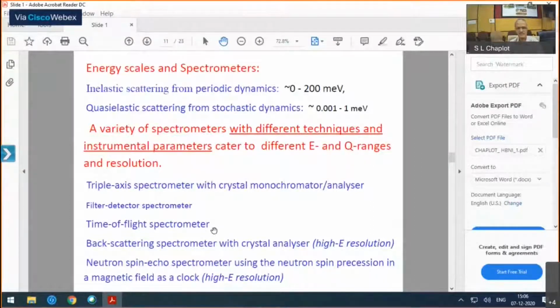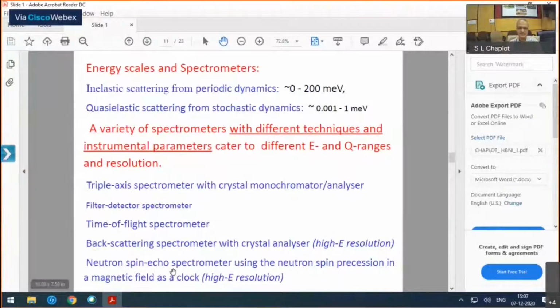So therefore, one had flight times which are in milliseconds or fractions of a millisecond, which is quite comfortable. So you don't need very high-end electronics measuring nanoseconds, but microseconds onwards are good enough. Backscattering spectrometers again are based on a crystal monochromator, but this is when the Bragg angle is close to 90 degrees, and so then one gets an extremely high resolution.